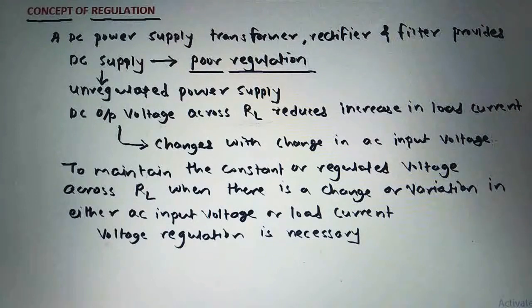So because of that, we have to maintain the DC voltage constant or regulated. To maintain the constant or regulated voltage across the load resistance RL, when there is a change or variation in either AC input voltage or the load current, voltage regulation is necessary. So this is the concept of regulation.